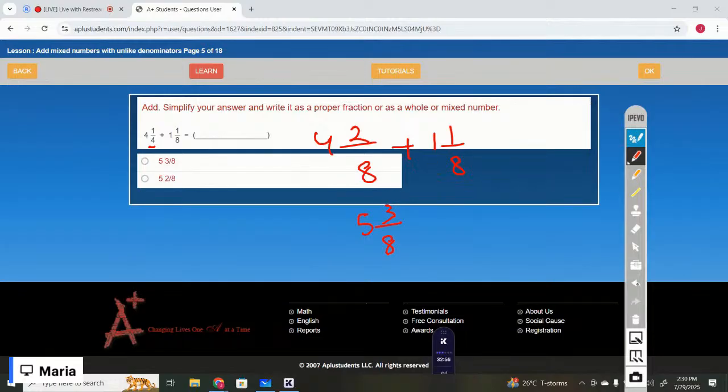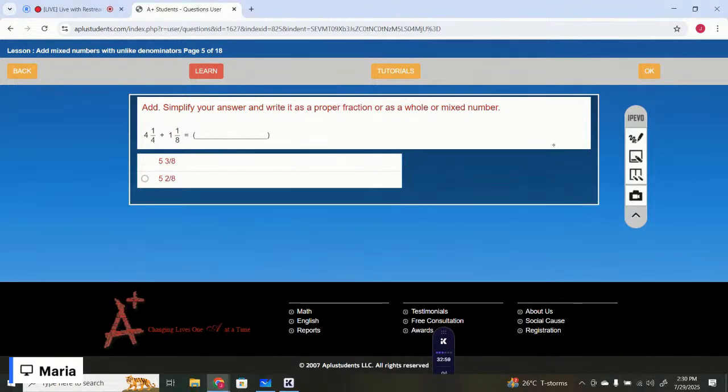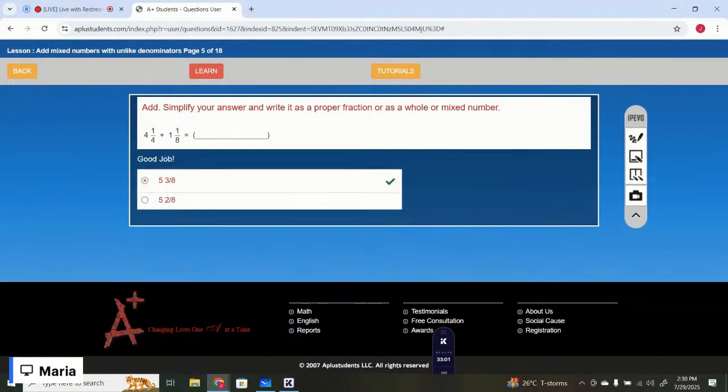Option number 1 is the correct option, that is 5 whole 3 by 8.